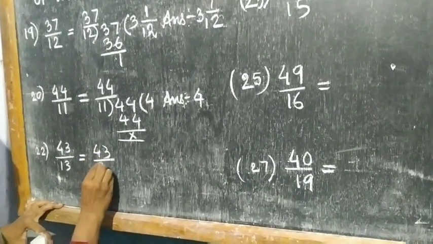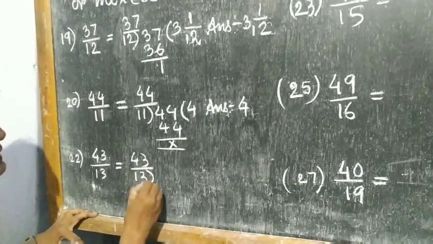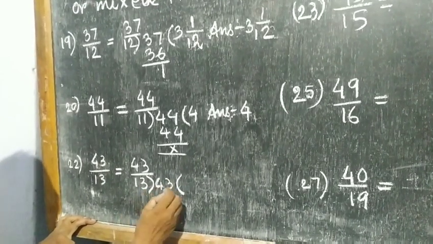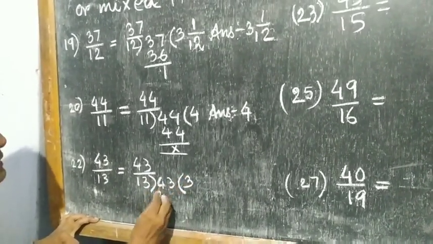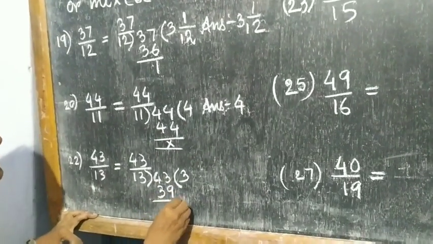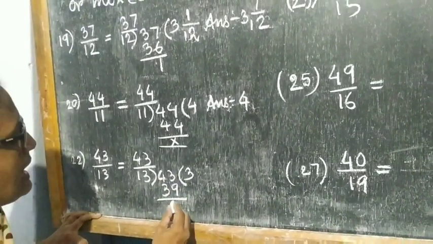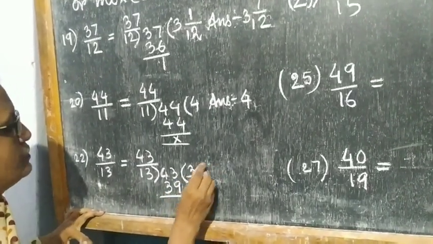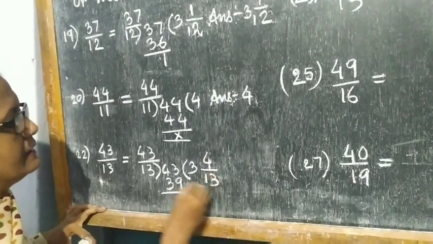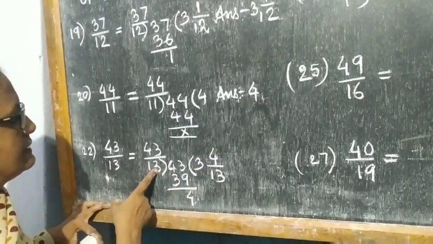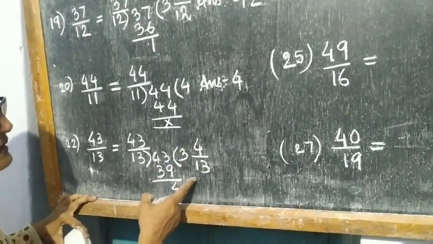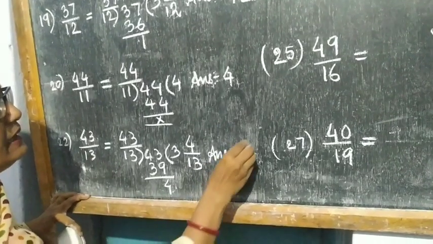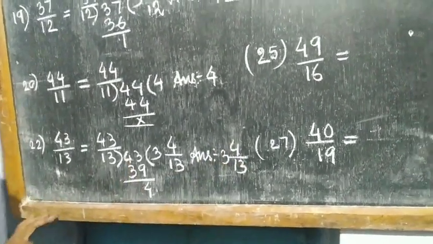Next, sum number 22, 43 by 13. Now children, divide 43 by 13. So 43 divided by 13, how much are you getting? 13 3s are 39. So 43 minus 39, 4. And 4 minus 4, 0. So 3, this 4 will come in the numerator and this 13 will come in the denominator. Now 3 4 by 13, it is a mixed fraction. So answer 3 4 by 13.